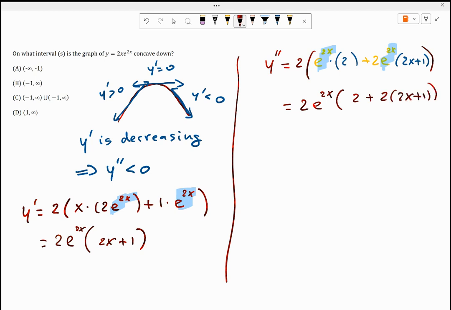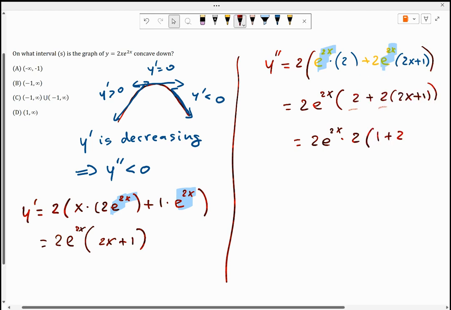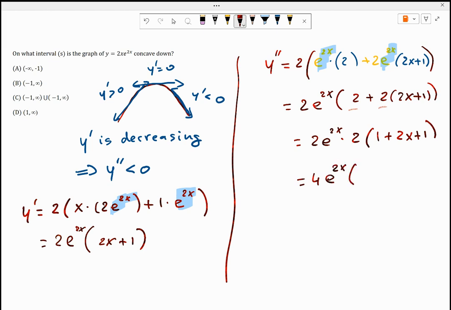All right, let's clean this up a little bit. Here I see there's a common factor of 2, so let me get that out. You're going to have 2 e to the power 2x times that 2 times the quantity 1 plus 2x plus 1. Okay, so what we have then is 4 e to the power 2x times 2 plus 2x. There were a few ways you could have simplified that, but this is good enough.